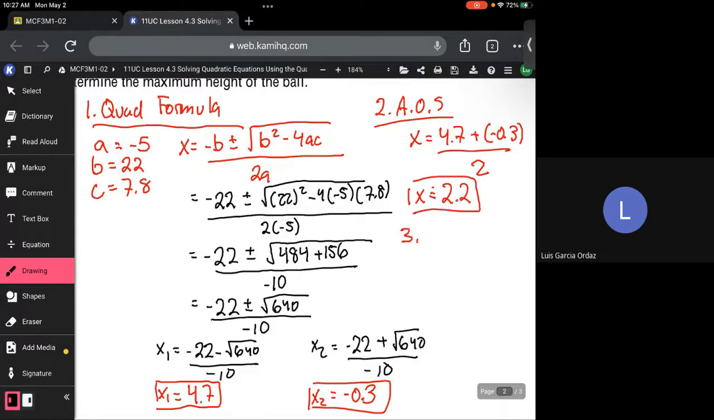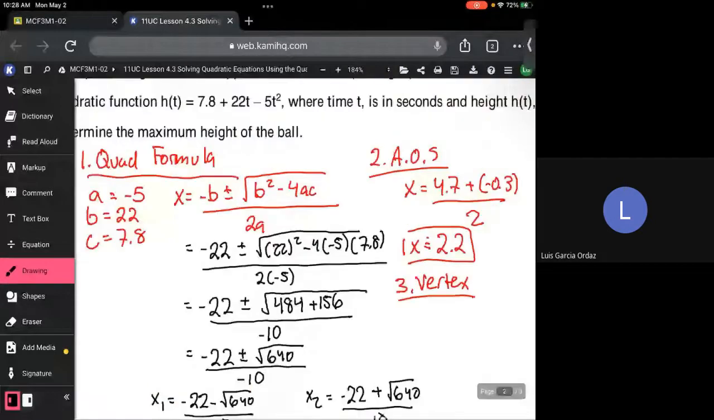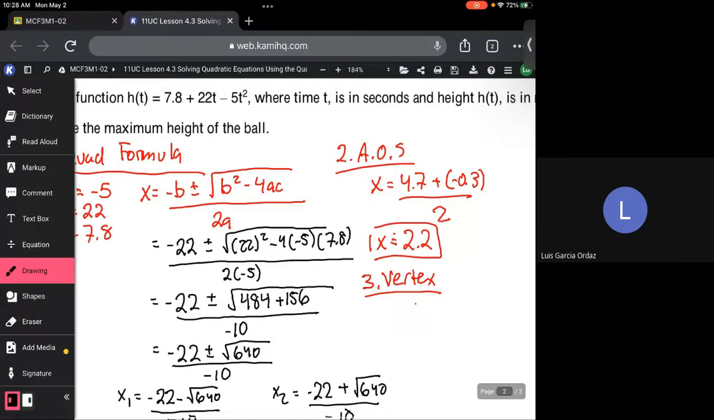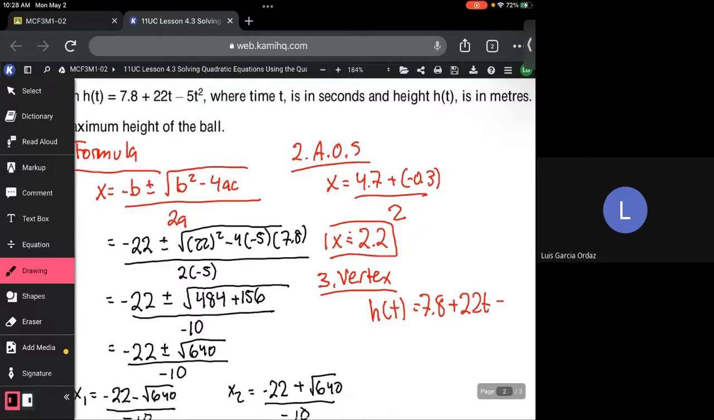And then last but not least, I find my vertex. So how am I going to find my vertex? Brooklyn? Plug it back into our original equation. So I'm going to have h of t is equal to 7.8 plus 22t minus 5t squared. So now I'm going to plug in 2.2 for t.